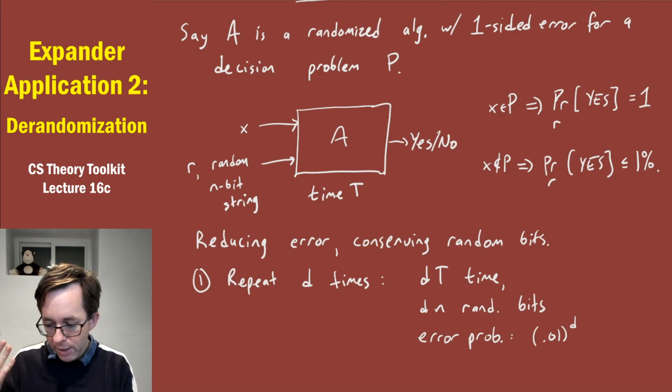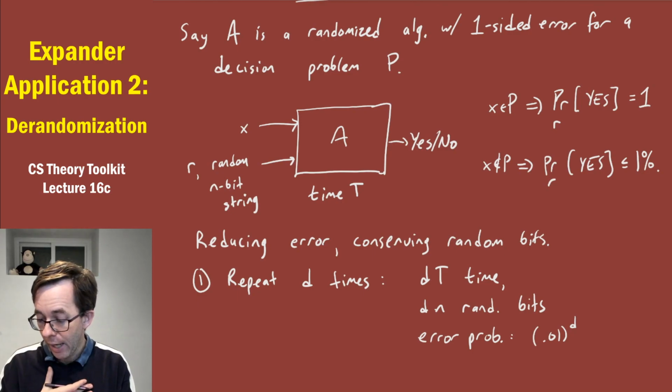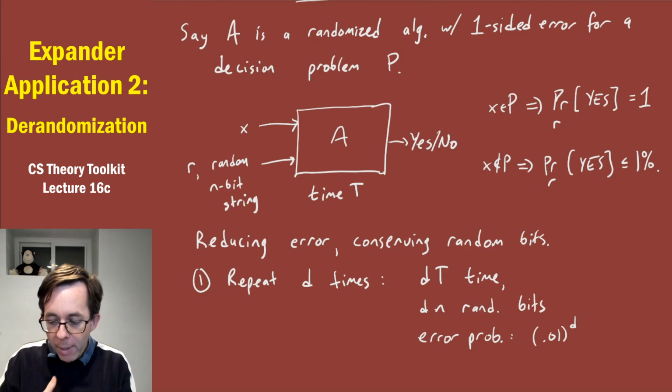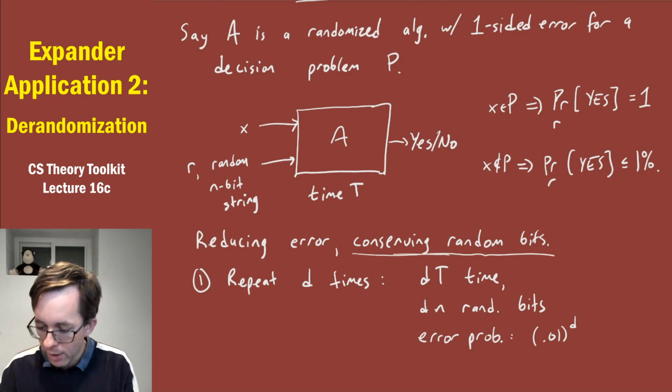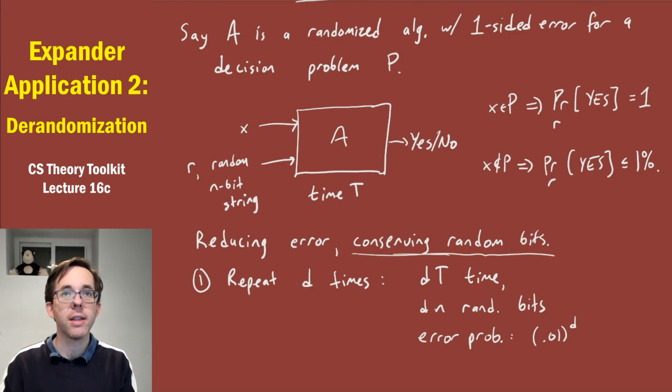If you pick d to be 100, that's pretty good. You take 100 times more time, and your error probability goes way down. But you have to use 100 times as many random bits. And, in this little example, I want to really focus heavily on conserving random bits. So I'll consider that quite expensive.